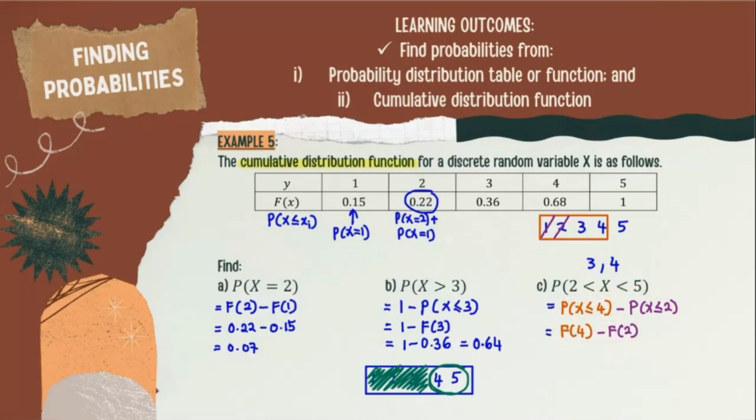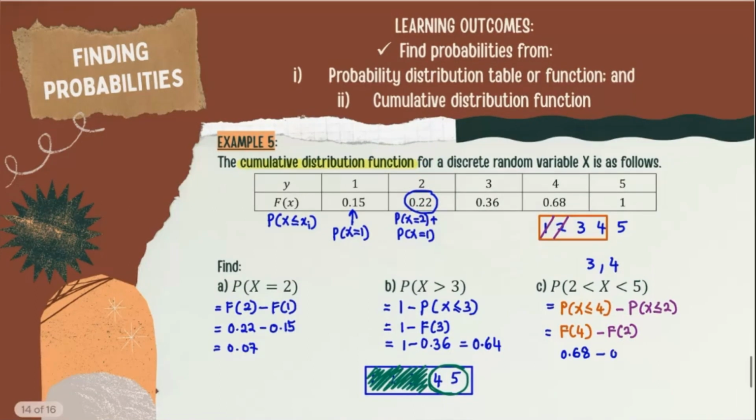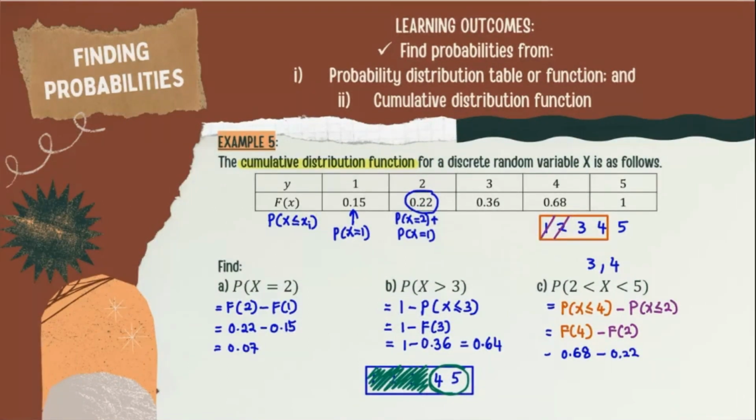Okay, so my F2. Which is F2, and which is F4? F4 is 0.68. So 0.68 minus F2, which is 0.22. Okay, so our answer will be 0.46.